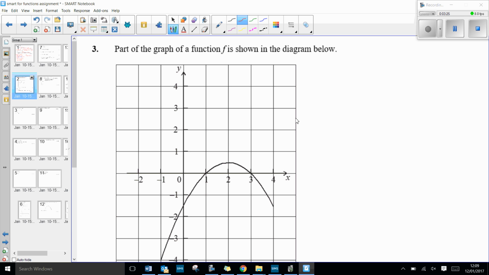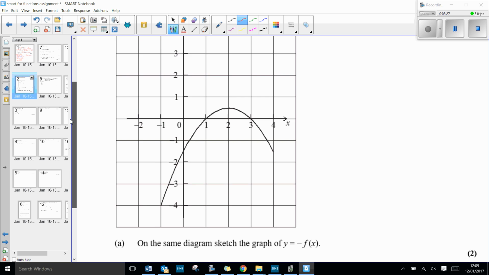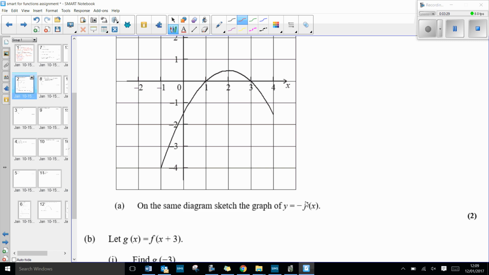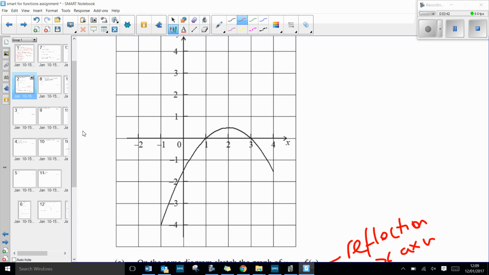Next one. On the same graph, sketch negative f of x. So if it's negative f of x, it shows that it's a reflection in the x-axis. Okay, so I'll show you some points. We know it's still going to go through here. It's going to go through 1.5. Oops, that's too much, but that's okay.